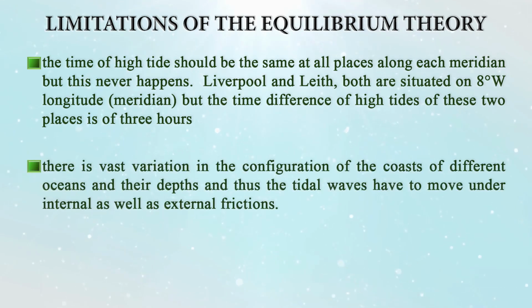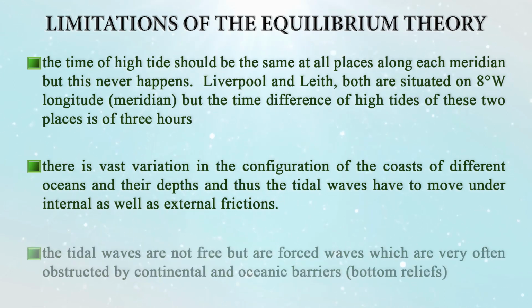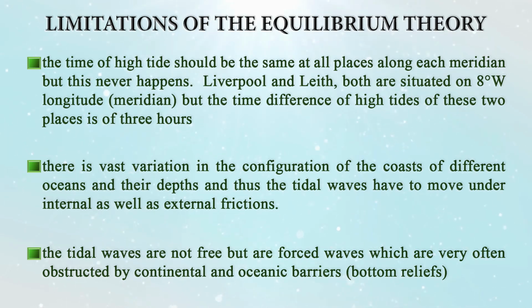So, there is a vast difference, so how do we explain this variation in time? And there is a variation in the configuration of the coastal areas also, and the ocean does not have uniform depths. So, tidal waves have to move under the influence of internal as well as external frictions. So, these are some of the shortcomings, and tidal waves are not free, but they are forced waves which are often obstructed by continental and oceanic barriers, like continental margins and bottom reliefs of the oceans.